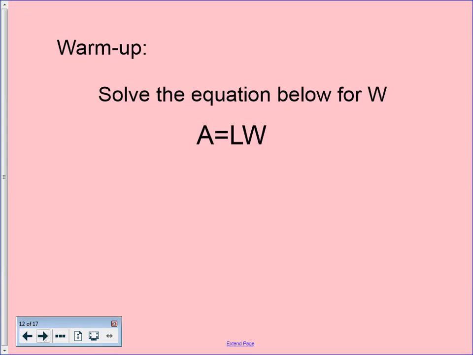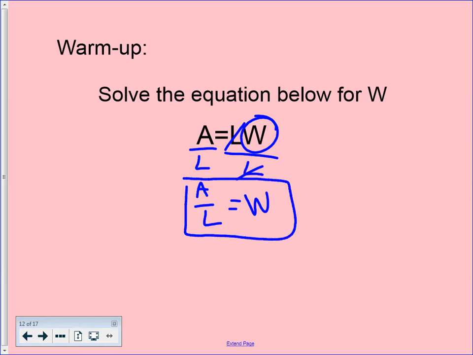All right, if I'm solving this for W, remember yesterday we talked about circling whatever letter I'm solving for. If I only see two things next to each other and one of them is what I'm solving for, then I'm just going to divide. When I do that, my L's cancel on the right, leaving me with W, and then I still have A over L. Since W's alone, I have my final answer.